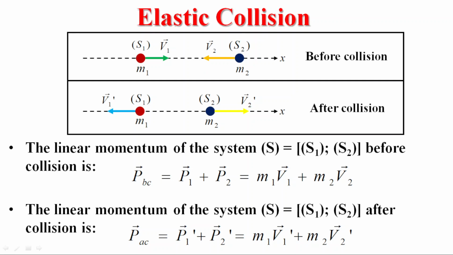As usual, the linear momentum of the system S1 S2 before collision is P before collision equals m1 v1 plus m2 v2. Linear momentum of S1 plus linear momentum of S2, and the linear momentum is the product of the mass and velocity. Similarly, the linear momentum of the system after collision, P after collision, is linear momentum of S1, which is m1 v1 prime, plus linear momentum of S2, which is m2 v2 prime.